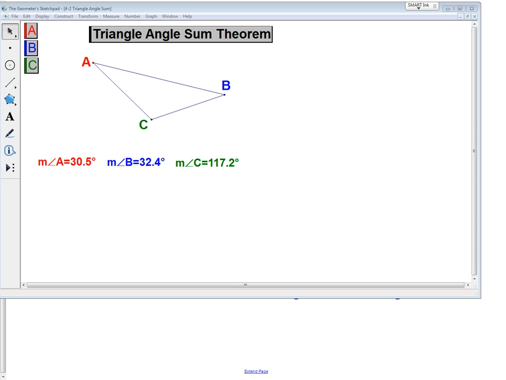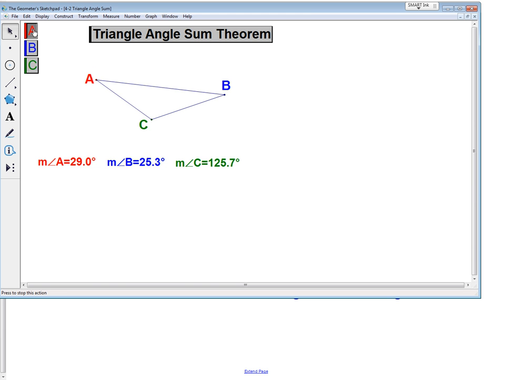Here we have a picture of a triangle. It has three angles, A, B, and C, whose measurement is on the screen right now. Angle A is 30.5, B is 32.4, and C is 117.2. Now, from time to time with this Geometry Sketchpad program that we use for examples, we round off our answers to the nearest tenth, so it's a little misleading as far as it doesn't equal 180, but let's take a look and see what this triangle does.